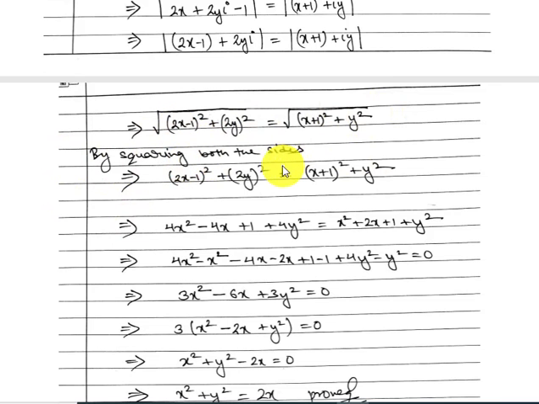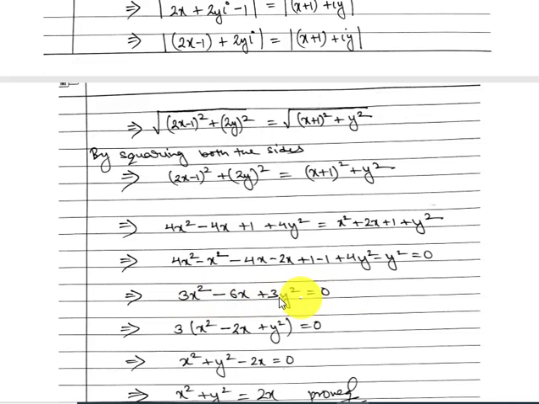By squaring both sides, the square root symbol is removed. Now I am left with (2x minus 1) whole square plus (2y) whole square equal to (x plus 1) whole square plus y square. Now let's simplify it. You get 4x square minus 4x plus 1 plus 4y square equal to x square plus 2x plus 1 plus y square. Bring all the terms on the right to the left and simplify. So you'll get 3x square minus 6x plus 3y square equal to 0.